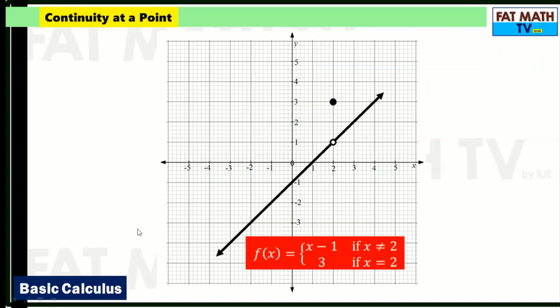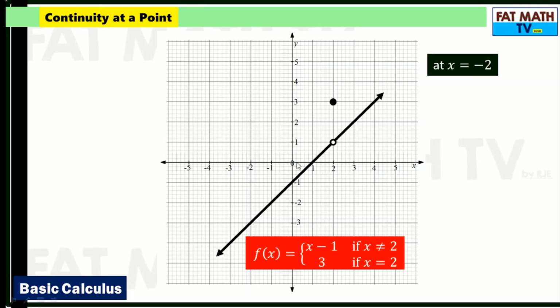How about this one? We have here a line with a hole and a point here. So this is the equation of the function. It's a piecewise function: y equals x minus 1 if x is not equal to 2, and y is 3 if x is equal to 2. So this part here.